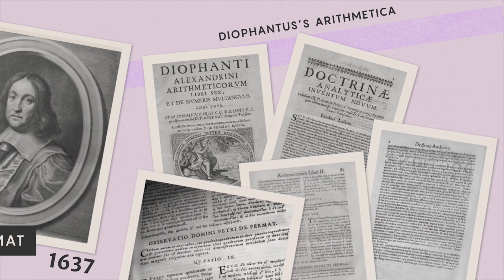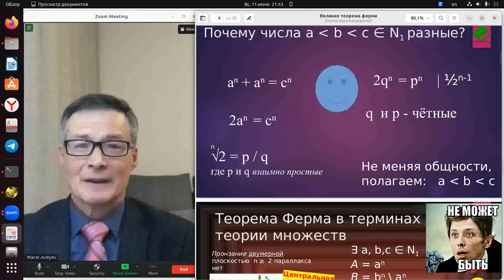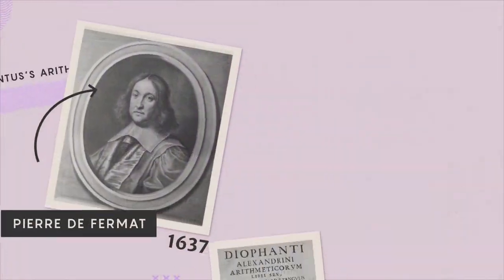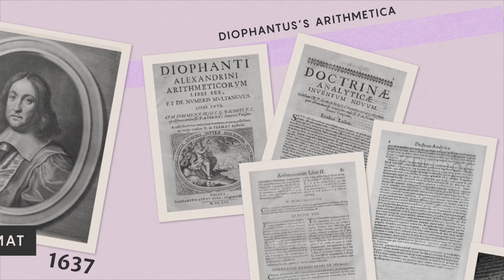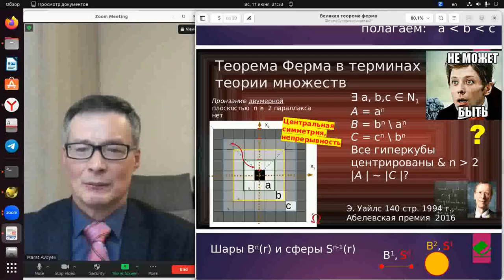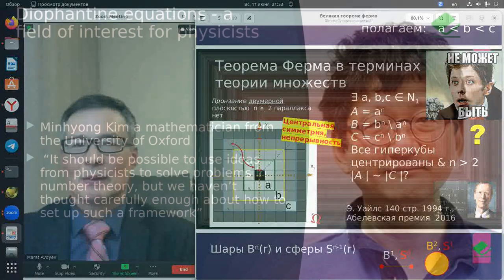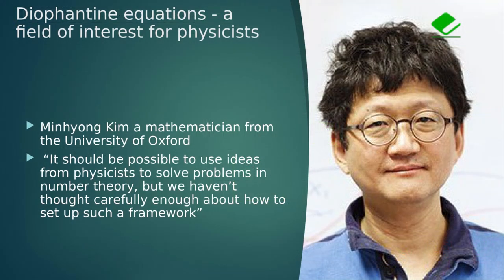We refer to the 500-page work of Shinichi Mochizuki, a Japanese mathematician working in number theory and arithmetic geometry at Kyoto University, dealing with the ABC conjecture in number theory. But there is another approach. Minhyeong Kim, a mathematician at the University of Oxford, said it should be possible to use ideas from physicists to solve problems in number theory, but we haven't thought carefully enough about how to set up such a framework. And one more of his quotations: we're at a point where our understanding of physics is mature enough, and there are enough number theorists interested in it, to make a push.